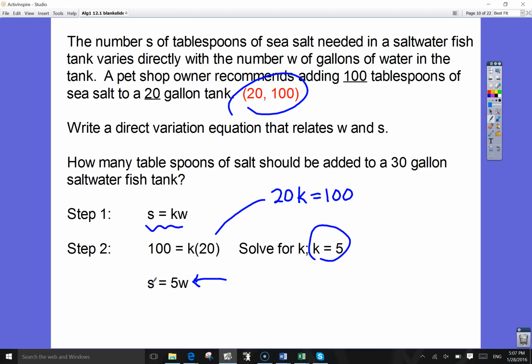So the amount of tablespoons of sea salt that you're going to use is going to be 5 times the number of gallons of water. That's the direct variation relationship. And that is the first part of that: write a direct variation equation that relates W and S.